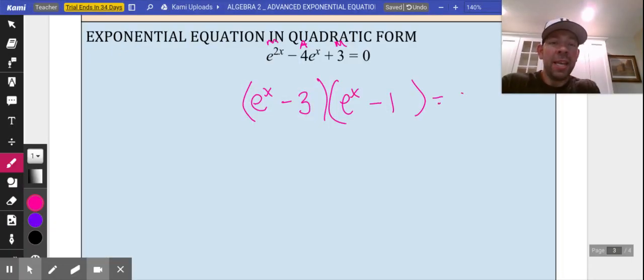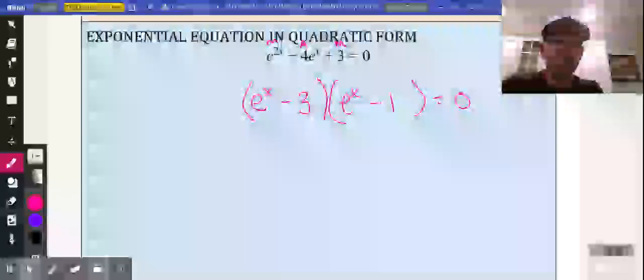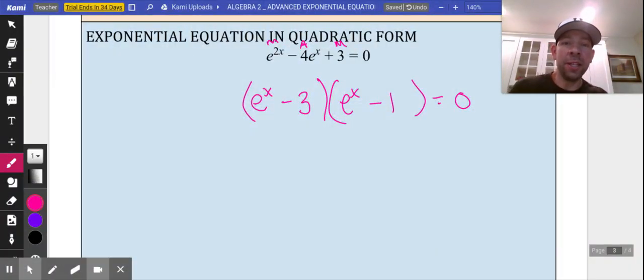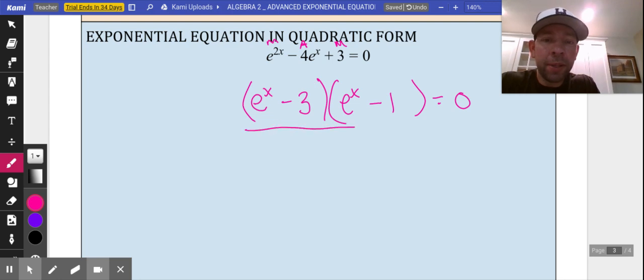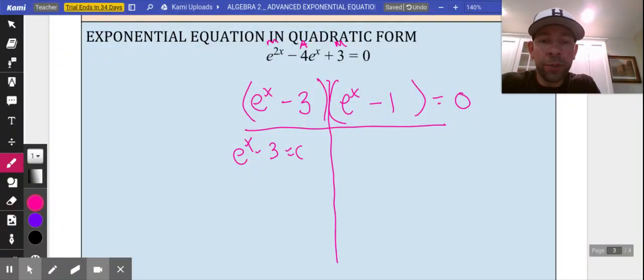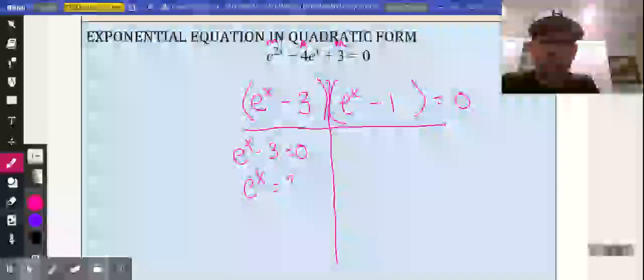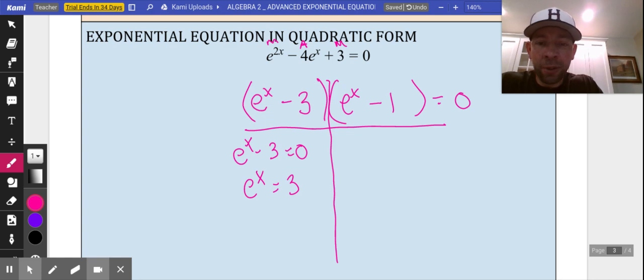Again, if you have any hesitancy or any lack of confidence that we factor that correctly, you can always FOIL those two pink expressions together to see if you get the original quadratic form. So what I'm going to do right now is we're going to use the zero product law to tee this bear up. We're going to say e to the x minus 3 equals 0, or e to the x equals 3. Here's where we'll take the natural log of both sides.